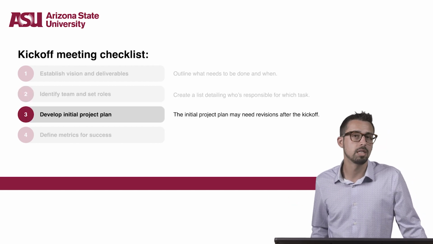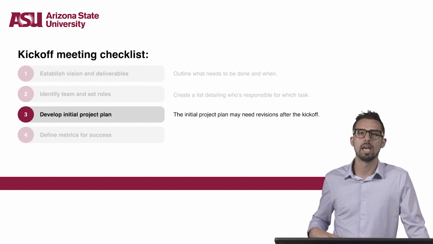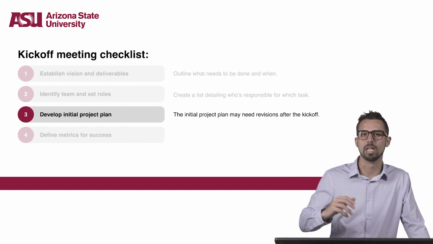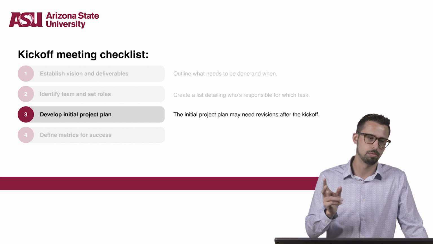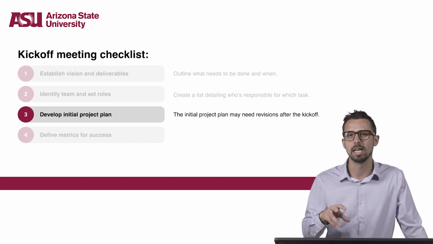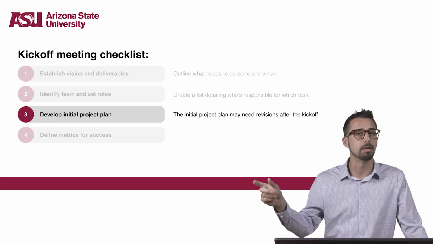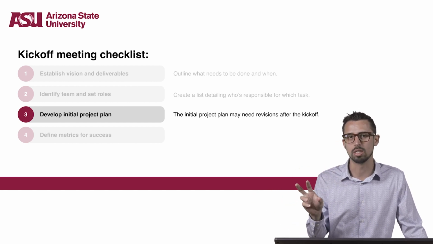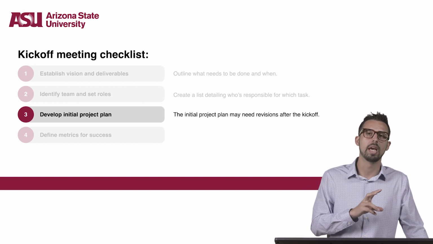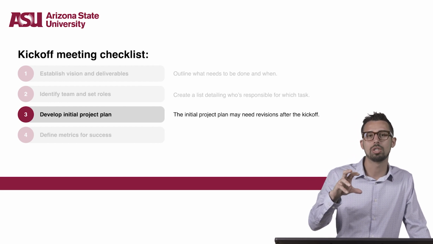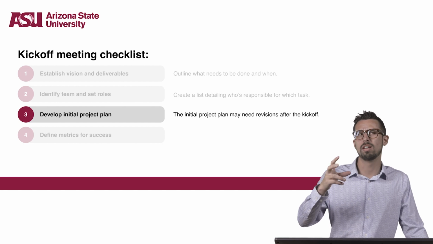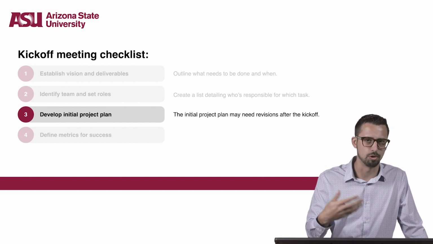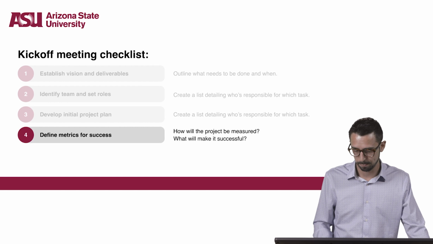Step number 3 is to develop an initial project plan and present your initial project plan, which, if you remember back in lecture 2.1, project plan is mostly scope, timeline, and budget. But understand that details can shift during discussions with your team at the kickoff, and so it's important to know how you want to approach the project, but also to remain flexible for that team input.